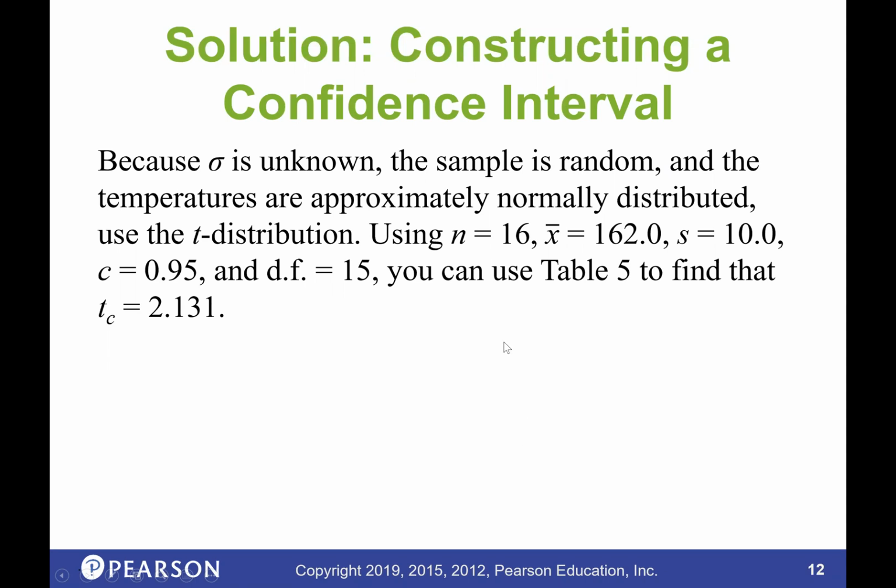Okay, see if this makes sense here. So n is equal to 16. X bar is 162.0. The little s is 10. The c value is 95%. Since there were 16 shops given, that means degrees of freedom is 15. And let's use table 5, or a calculator, to find the t value.